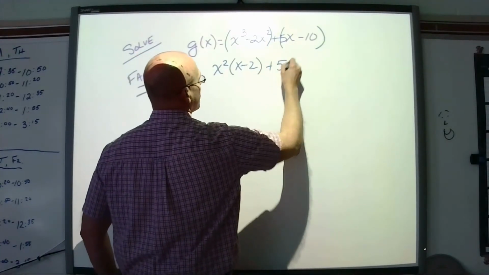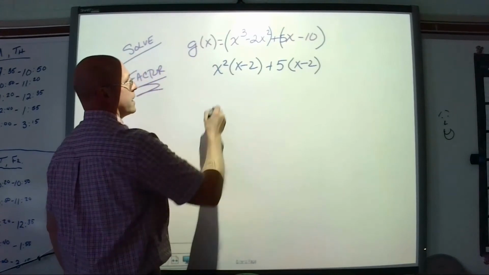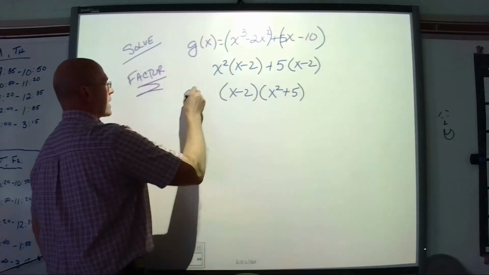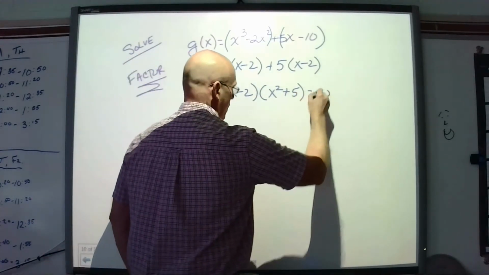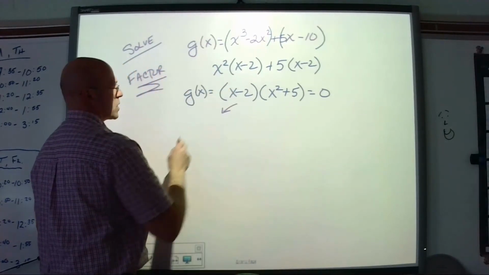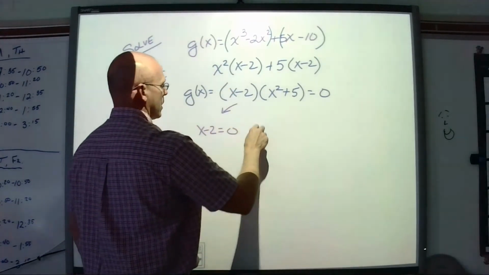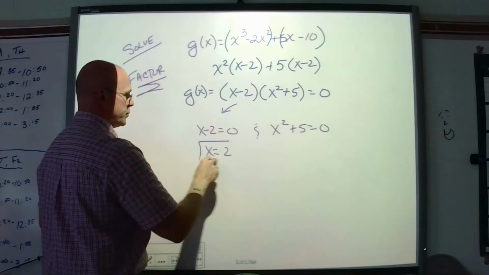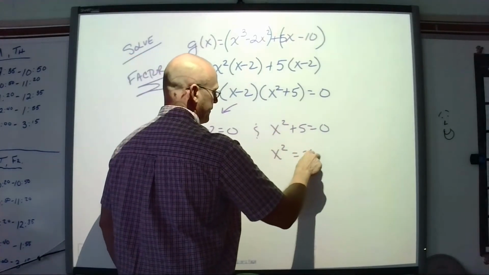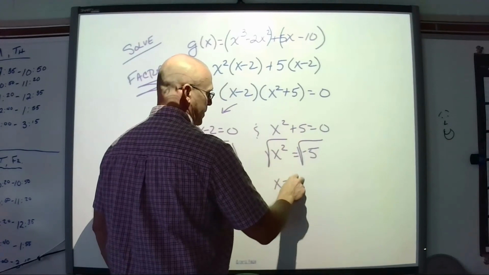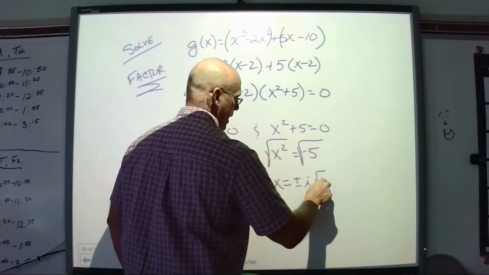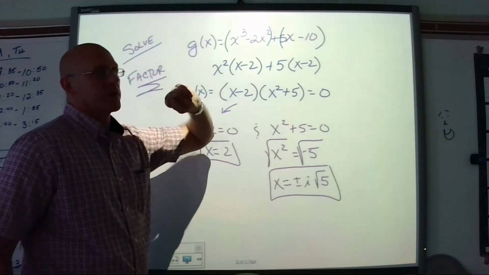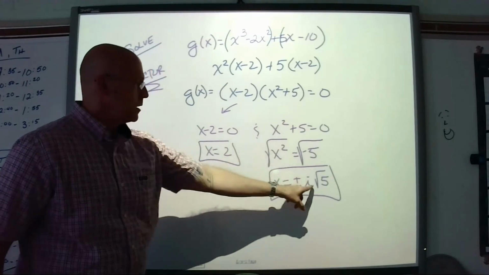GCF here is 5. Oh, look at that. So I've got x minus 2 and x squared plus 5. Boom, there's g of x. Set that equal to 0. So what do I know? x minus 2 equals 0, and x squared plus 5 equals 0. So x equals 2, x squared equals negative 5, x equals plus or minus i radical 5. How many zeros? 1, 2, 3 zeros. It was a third degree polynomial. Perfect. One of them's real, 2 are imaginary.